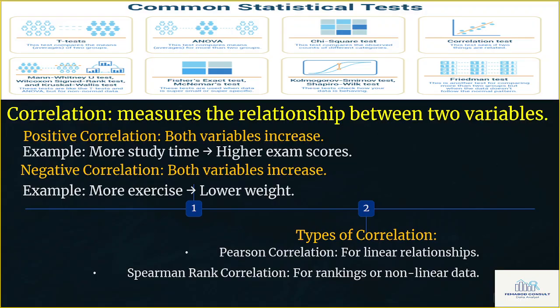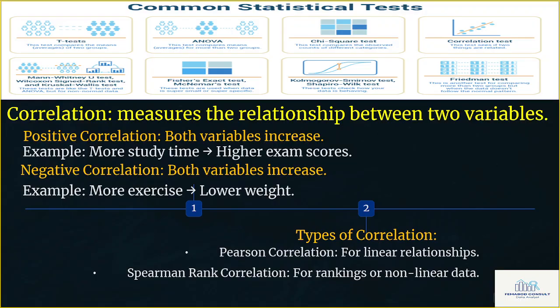So correlation measures the relationship between two variables. That's what correlation does. It measures the relationship between what? Between two variables. If you have variable A and variable B, correlation wants to see what is the link between them. Is there any link between them? Basically there are two types of correlation. We have the positive correlation. It simply means that both variables increase together. Example, more study time most likely determines higher exam score. That is positive correlation.